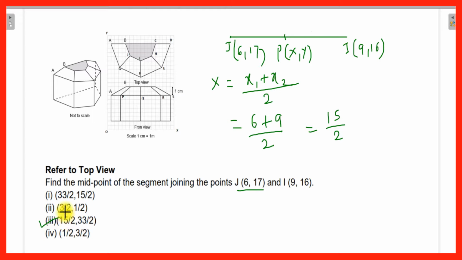But if there are two options whose x coordinates are the same, then you will have to find the y coordinate, or in that case you can search for the y coordinate. If all the y coordinates are different, then first find the y coordinate and check which one is the correct option.